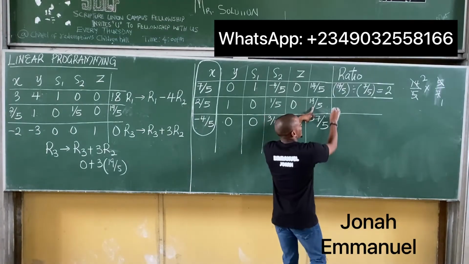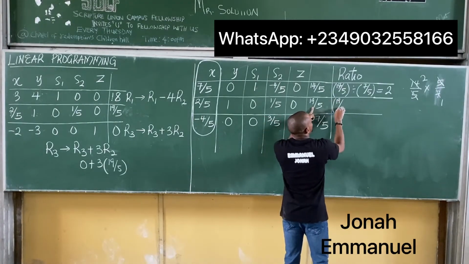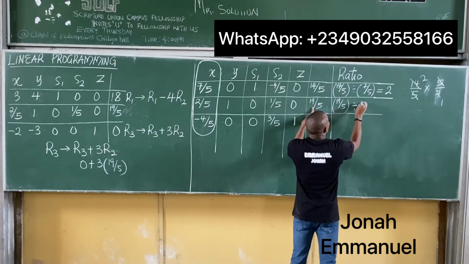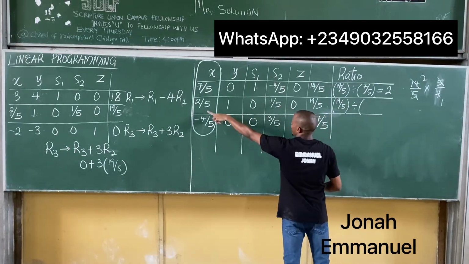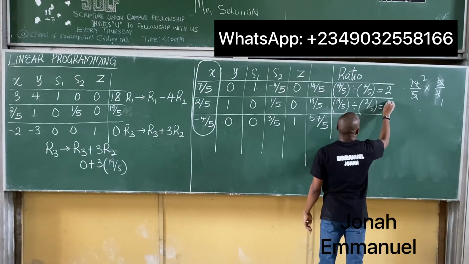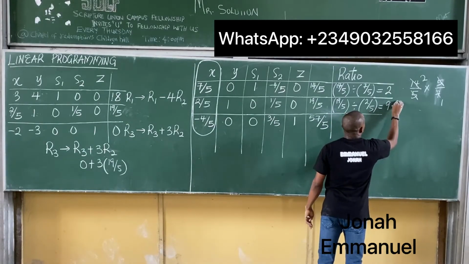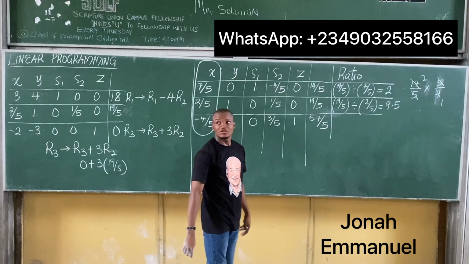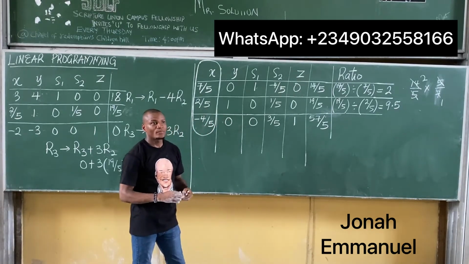Same thing here. I have 19 over 5. Divide this by what you have there, 2 over 5. You answer this one there. Alright, the answer gives you 9.5.